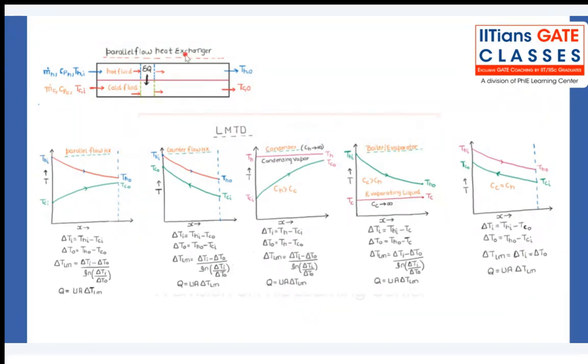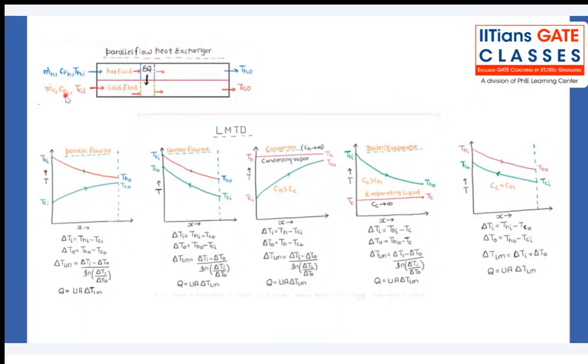The hot fluid is coming in with some temperature, let us say THI, the inlet temperature, and going out with a temperature THO, the outlet temperature. The cold fluid is coming in with a temperature TCI and going out with a temperature TCO. Let us say the mass flow rate of the hot fluid is m dot H, and its specific heat capacity is CPH. For the cold fluid, it is m dot C, and its specific heat capacity is CPC.